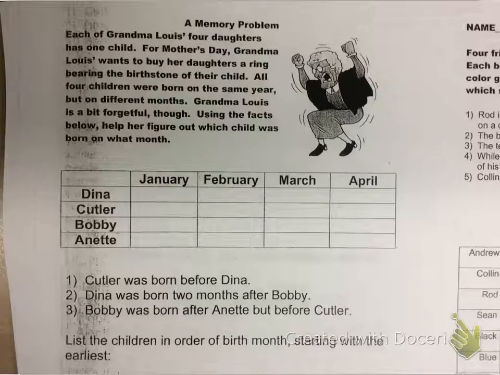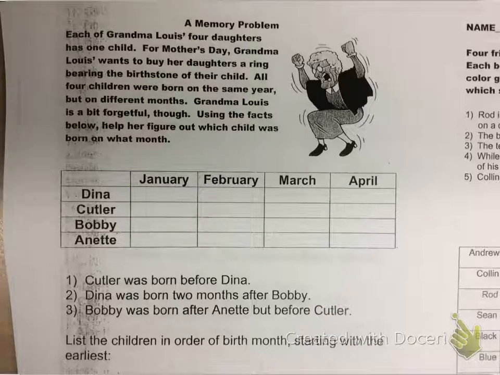All right then. Let's look at this. It says each of Grandma Lewis' 4 daughters has 1 child. For Mother's Day, Grandma Louise wants to buy her daughters a ring bearing the birthstone of their child. All 4 children were born on the same year, but on different months.